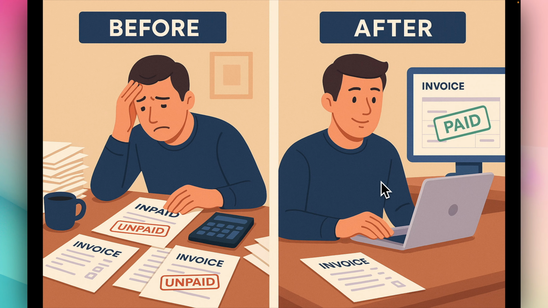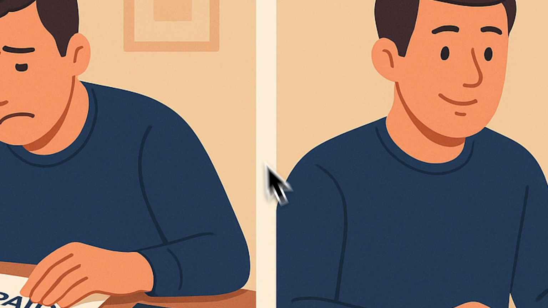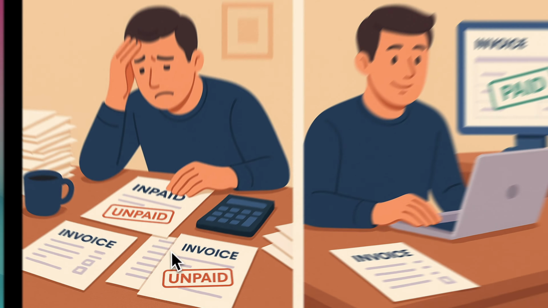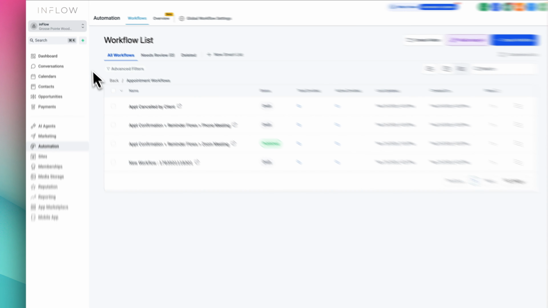Tired of manually sending invoices and chasing down payments? Here's how to automate the entire process in Go High Level so you get paid faster without lifting a finger. Today I'm showing you how to set up Go High Level automation that sends invoices automatically when you land a new client or complete a service. By the end of this tutorial, your invoices will send themselves and you'll never miss a payment request again.